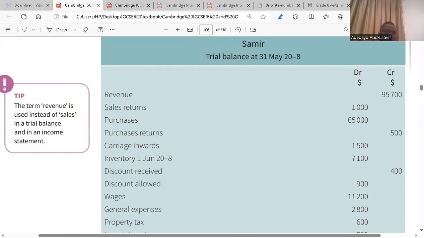You have sales returns. You less sales returns from your sales, because sales is what you have sold, yes or no? Yes. Sales returns is the same as return inward. So you less return inward from your sales on the credit side. On your debit side, you have purchases. You less purchases returns because you return those goods to your suppliers, yes or no? That is return outward. You less return outward. Is it clear?